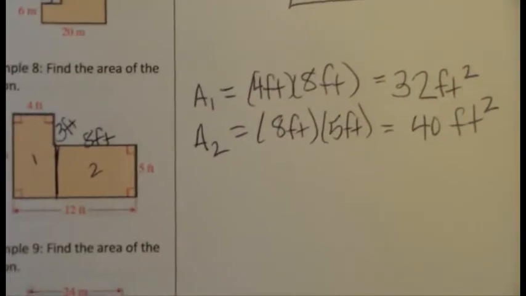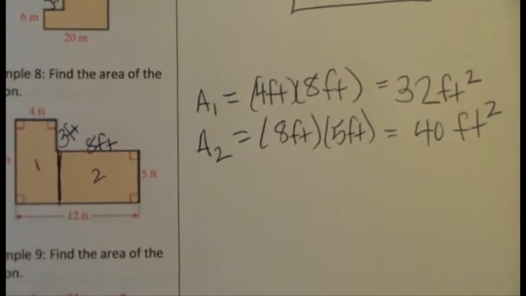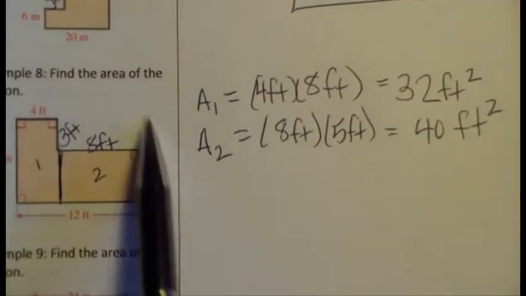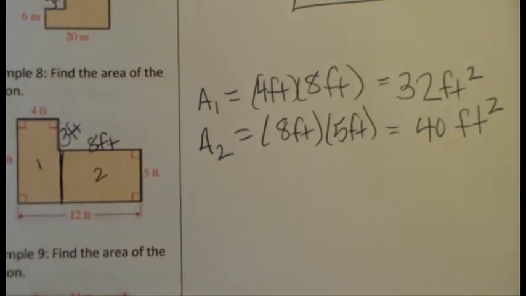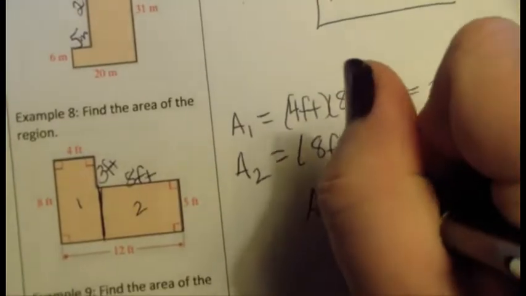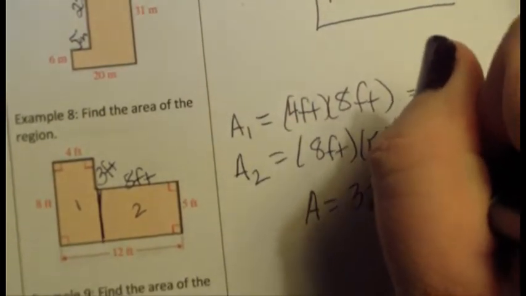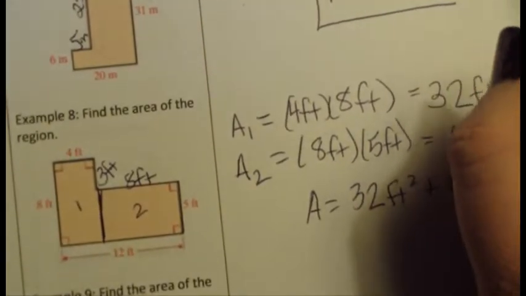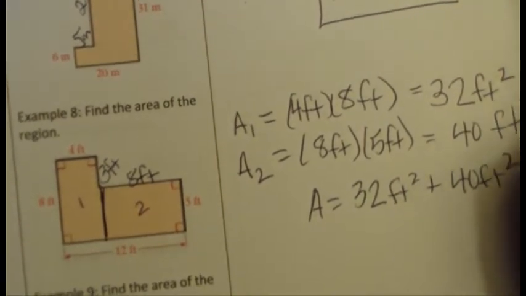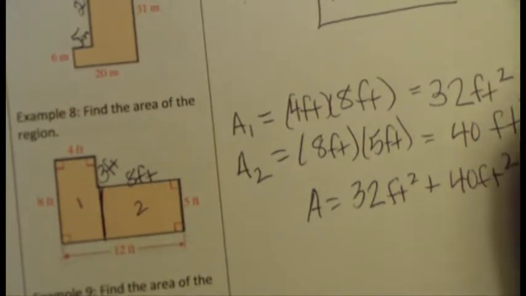And so the area addition postulate says if we add those areas together, it'll give us the area of the entire figure. So area is 32 feet squared plus 40 feet squared, which is 72 feet squared.